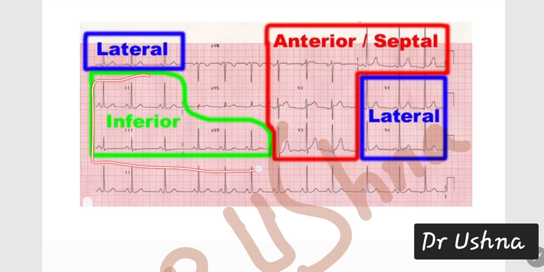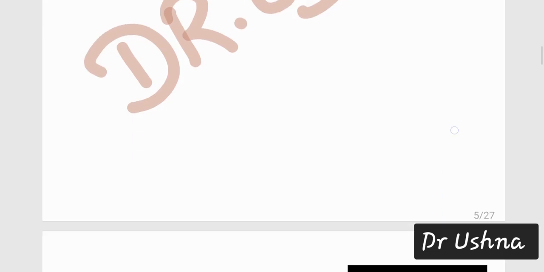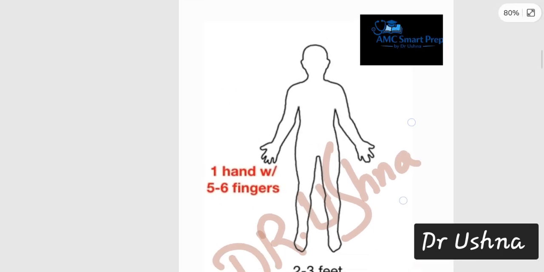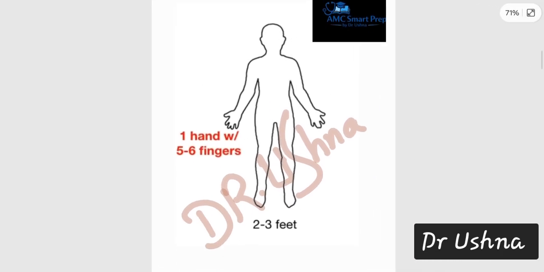Your 2, 3, AVF, this is the inferior lead. Then 1, AVL, V5, V6, this is your lateral territory. And V1 to V4, this is your anterior leads. What I did for my exam, I made a quick short mnemonic to memorize all the leads together. That helped me a lot. And this is the quick way to remember the leads.